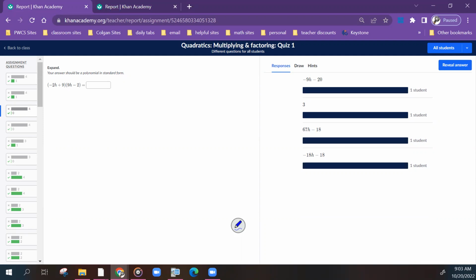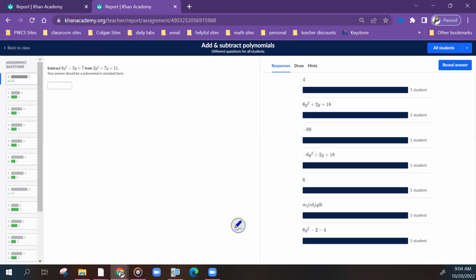Okay, Regina, one like this. So on the add-ins, subtract polynomials like this.